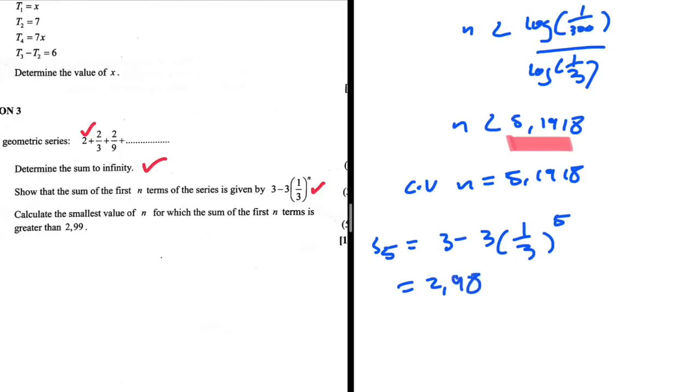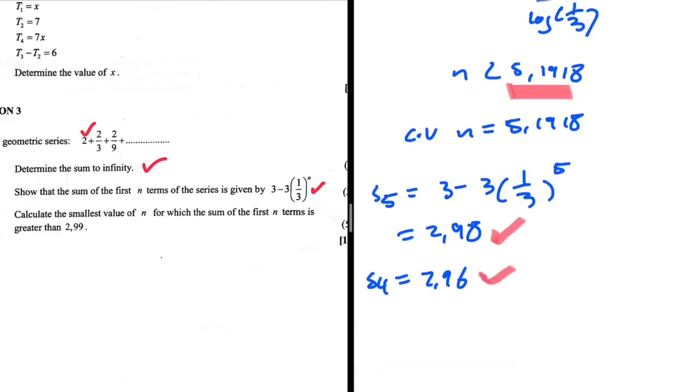When I substitute 5, I get 2.98. Okay, let me try substituting 4. When I substitute 4, I get 2.96, as you would expect, right? If the sum of the 5 terms is 2.98, then you would expect the sum of the 4 terms to be less than that, given that they are both positive. They are all positive, those terms. Okay, let's try n being equal to 6. I just want to check here. n being equal to 6.